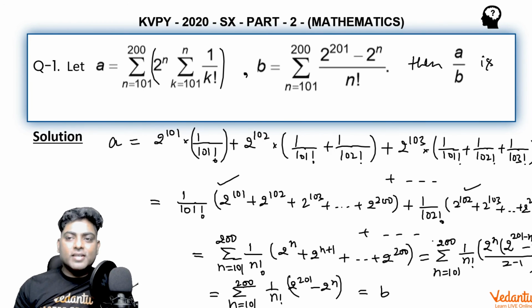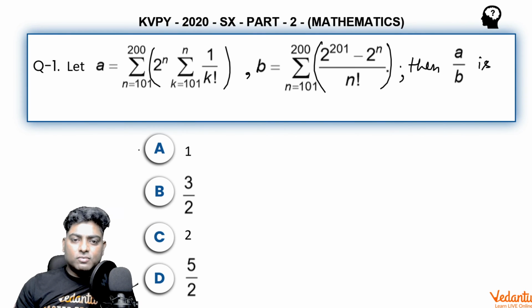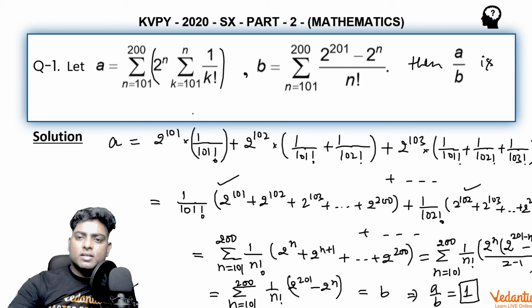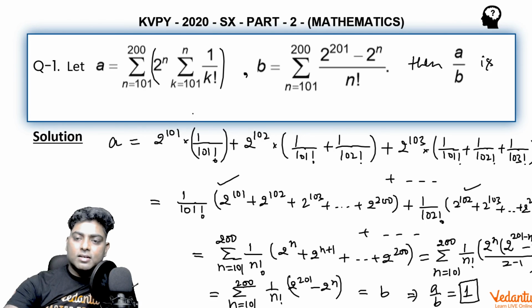So in fact a is equal to b. A by b must be equal to 1. The 1 is the final answer to this question. Are you getting it? So the final answer is 1. This was nothing but just the rearrangement of the terms, opening the sigma and collecting the terms in the manner in which b is expressed.